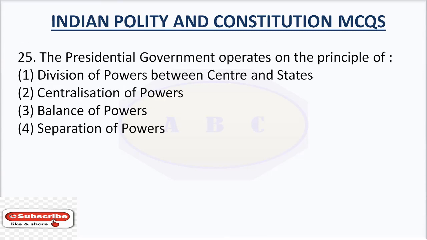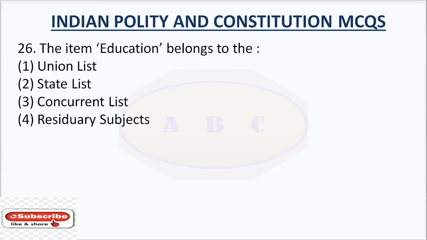Question number 25. The presidential government operates on the principle of: option number 1, division of powers between center and states. Option number 2, centralization of powers. Option number 3, balance of powers. Option number 4, separation of powers. The right answer is separation of powers.